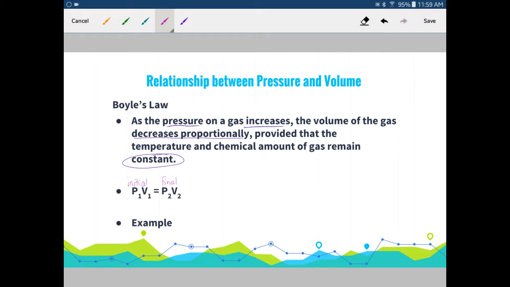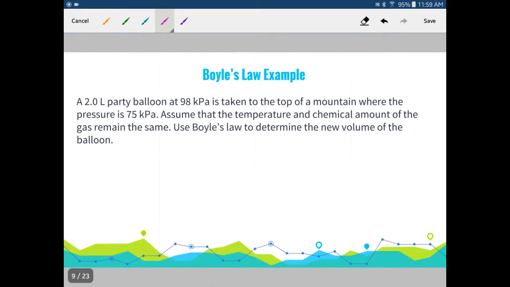Now let's take a look at an example of what this looks like and the types of questions that you might be asked. So, Boyle's law example. I'm just going to underline any key information as we go through. A 2-liter party balloon at 98 kilopascals is taken to the top of a mountain where the pressure is 75 kilopascals. Assume that the temperature and chemical amount of the gas remain the same. Use Boyle's law to determine the new volume.